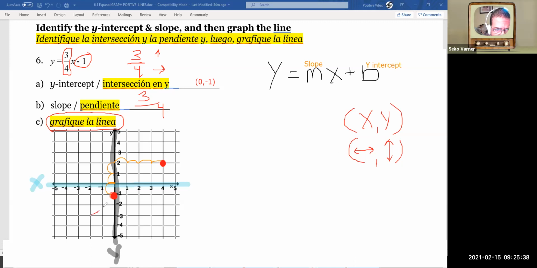All right, so here's my line. It's not perfect, but I'm drawing. So I've done that. I found out what the y-intercept was, 0, -1. It's actually right here. I figured out what the slope was, 3 over 4, which is right here. And then it told me to graph the line. So I put the dots and I graphed the line. That's how you would solve that. Okay. Pretty simple, right?